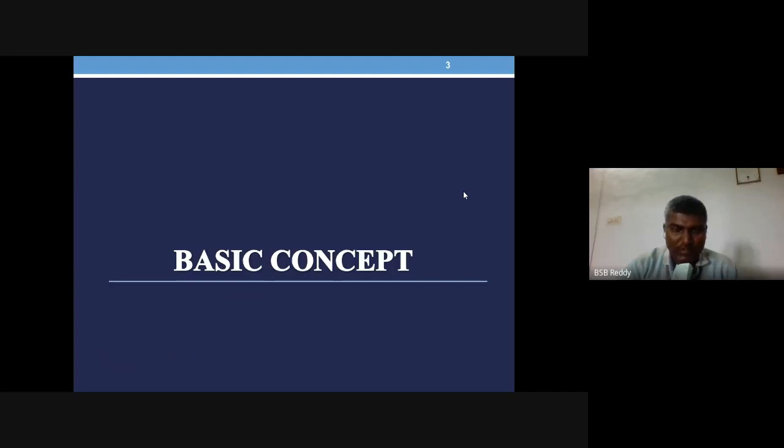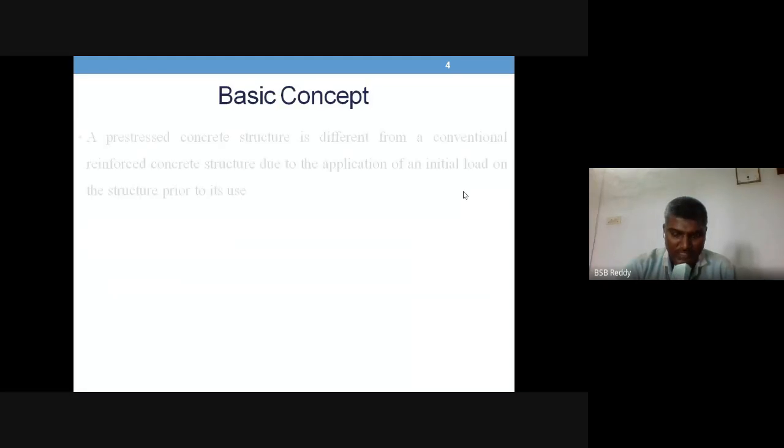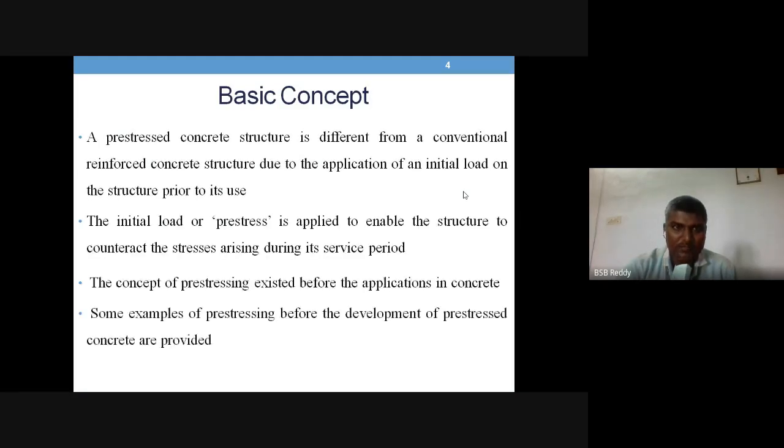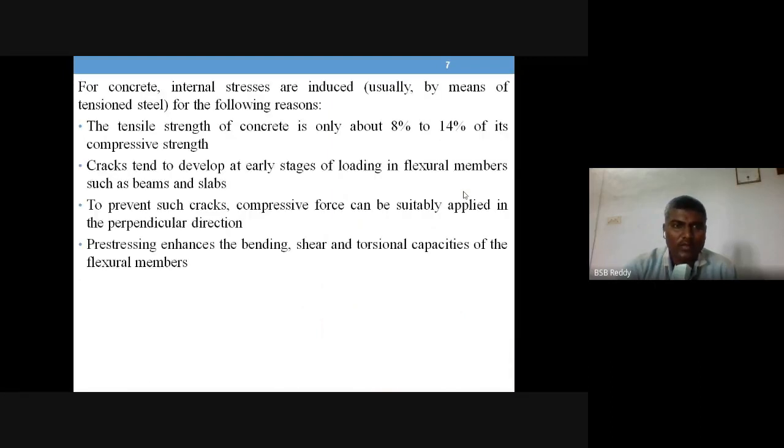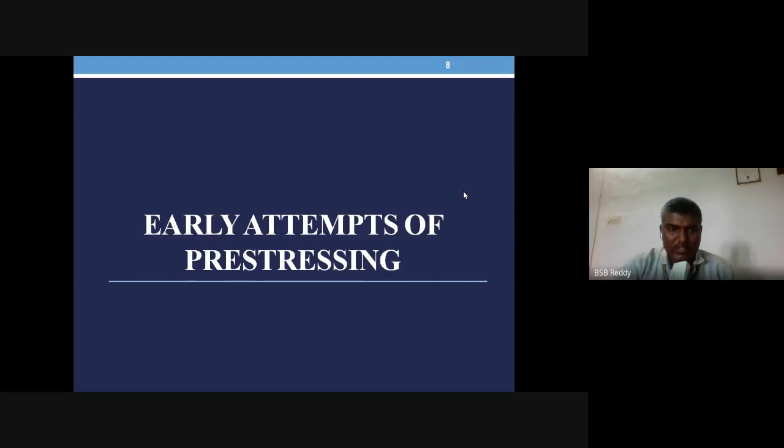Last session we talked about the basic concept in pre-stressing. Let's proceed to the contents in this session. So I'll just run through these slides, whatever we have discussed in the last session. And today's session we'll talk about early attempts of pre-stressing.